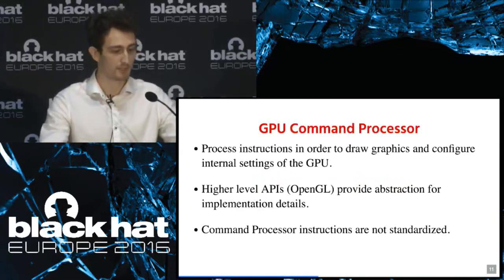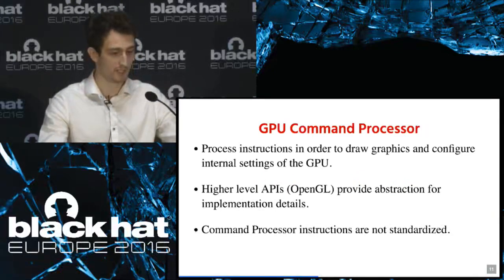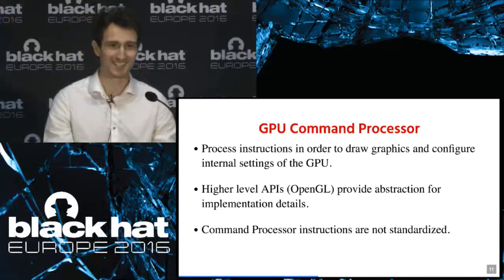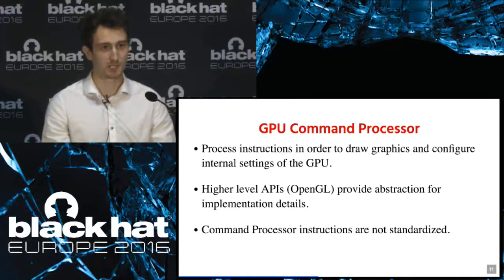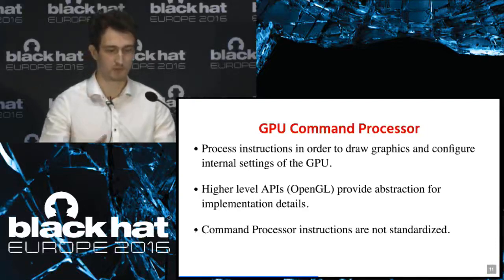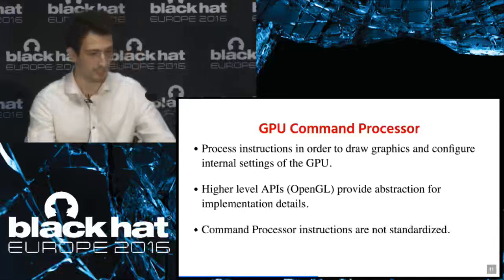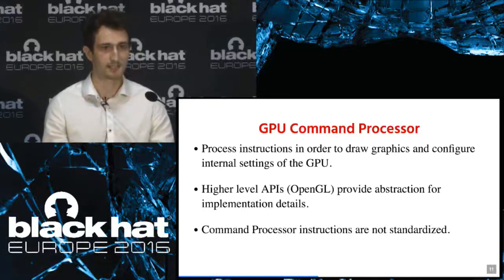The GPU command processor processes instructions in order to draw graphics and configure internal settings of the GPU. Higher level APIs such as OpenGL provide an abstraction for implementation details. Generally, OpenGL has something called a user mode driver, which contains a bunch of vendor specific code to generate these instructions for the command processor. Whenever you draw a rectangle on the screen, the user mode driver will create a bunch of these instructions for the GPU and then send them off to the driver to actually process. As you can guess, these command processor instructions are not standardized.